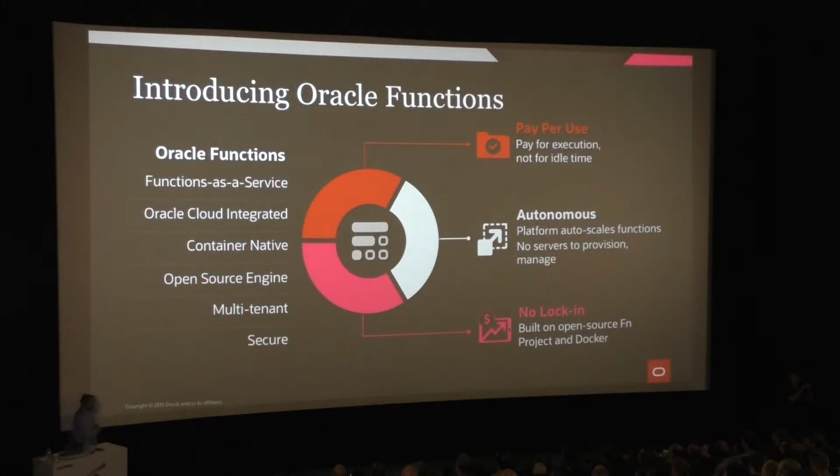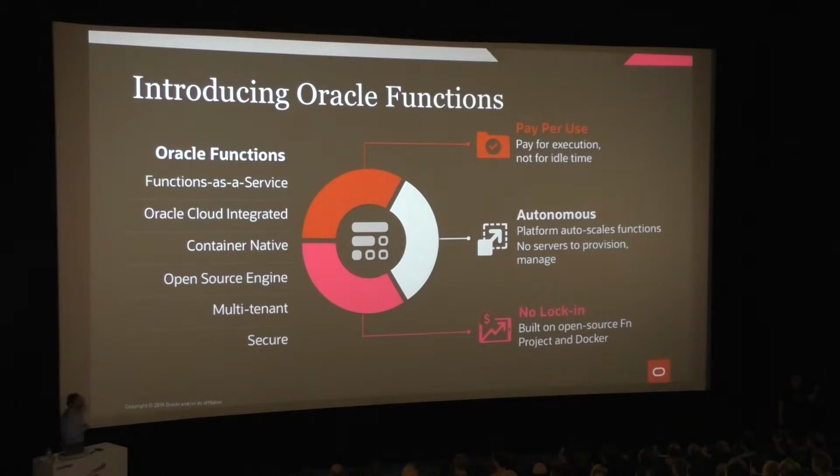So Oracle Functions is basically Oracle's offering when it comes to function as a service. It's a full-blown managed FaaS platform. It's a pay-per-use model. So when your functions are invoked, you will have to pay a little bit. If your function doesn't run, you don't have to pay. That's the basic idea. It's autonomous in the sense that everything is managed for you. So you don't have to worry about which version of the operating system we should use, which version of the Java runtime we should use, how we can scale the function, how we can secure the function, and so on and so on. That's something that we handle for you.